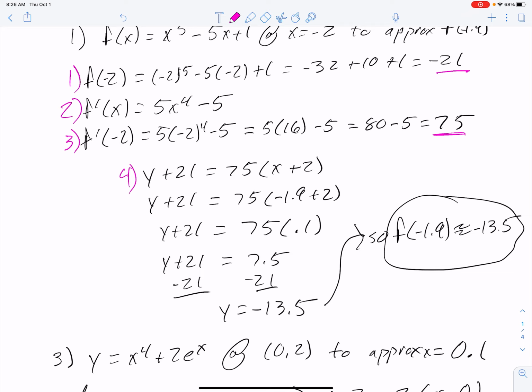What we now do, or what we saw today in class, is now we substitute in the value we're attempting to approximate into our tangent line. It really is best to leave the equation unsimplified so that the arithmetic we do is pretty straightforward. So we substitute in the negative 1.9, we get 0.1, 75 times 0.1 gets me 7.5. I subtract my 21, and I get that y equals negative 13.5.